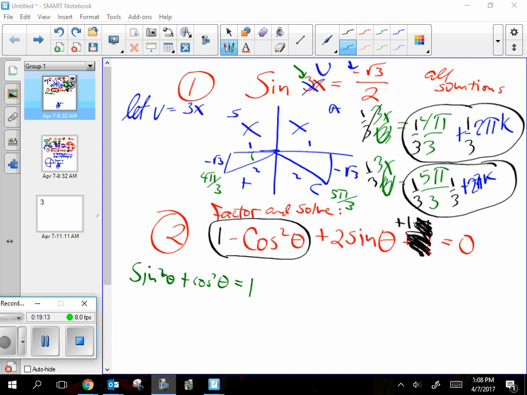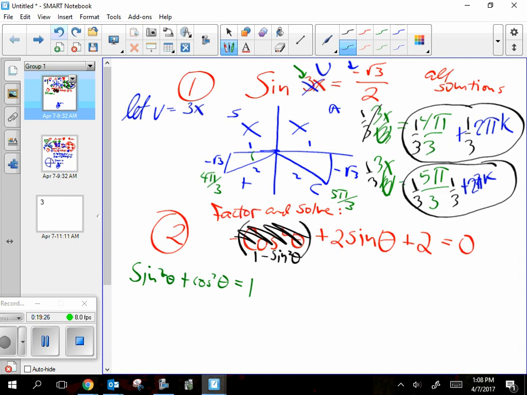Now, other kids that didn't notice that also said, well, can't you just replace cosine squared with 1 minus sine squared and just put it in like this? You absolutely can. Why are we doing all of that? So that your sine squared and your sine can all line up and you can factor this thing. And once it's factored, we just practiced that, so it's easy.